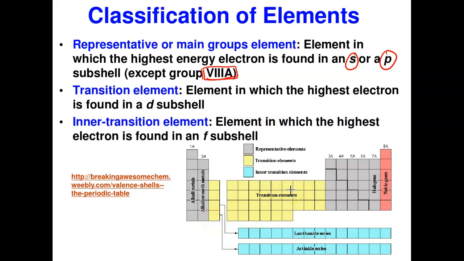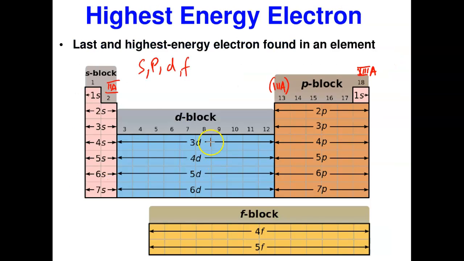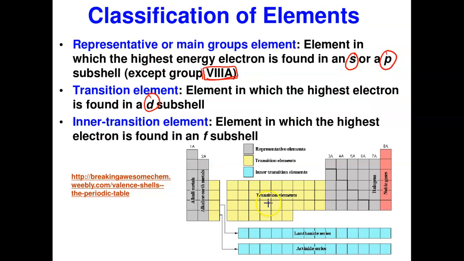Let's look at those of them in the yellow group. The elements in the yellow group are the transition elements. The transition elements have their highest energy electron found in the d orbital. Remember earlier we called them what? The d block. In this case, those d block elements can also be called the transition metals. And these elements are between group 2A and group 3A. We call them the transition elements.